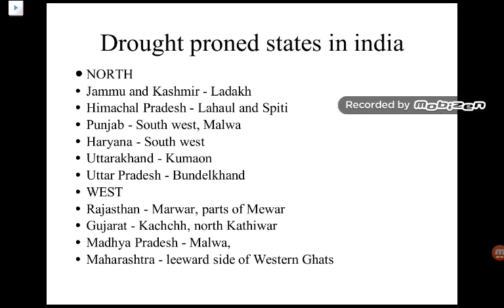So the drought prone states in India, like in case of north, you can find out certain states like Jammu and Kashmir, Himachal Pradesh, Punjab, Haryana, Uttarakhand, Uttar Pradesh, etc. So these are the regions, normally they do not receive rainfall, but they receive snow, and the snow is very low in temperature, and because of the low temperature, this snow is not available to the plant because they are almost in the frozen condition.